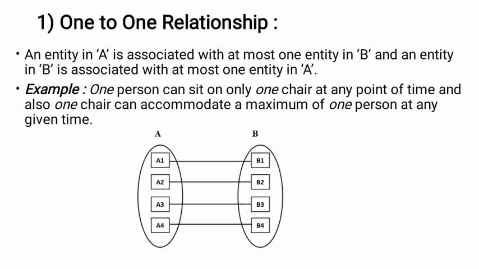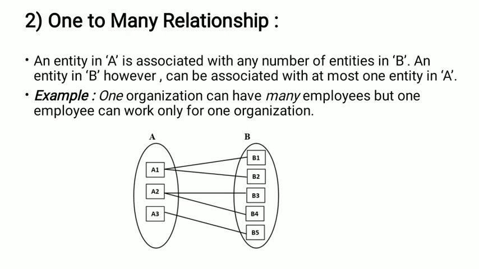The second one is the one-to-many relationship. An entity in A is associated with any number of entities in B. An entity in B, however, can be associated with at most one entity in A. For example, one organization can have many employees, but one employee can work for only one organization.